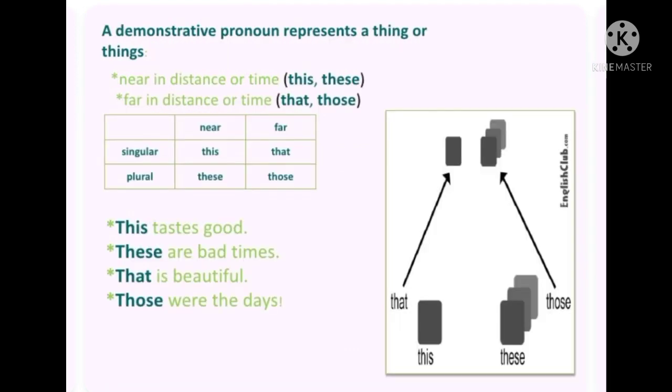A demonstrative pronoun represents a thing or things. Near, in distance or time: this or these. Far in distance or time: that and those. Singular, for near, you are going to use this. For far, singular, you are going to use that. For plural, near, you are going to use these. For far, plural, you are going to use those.